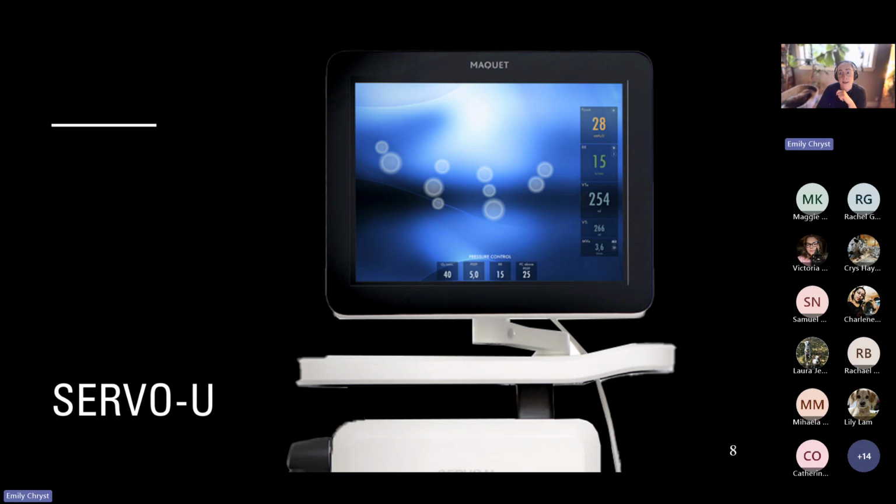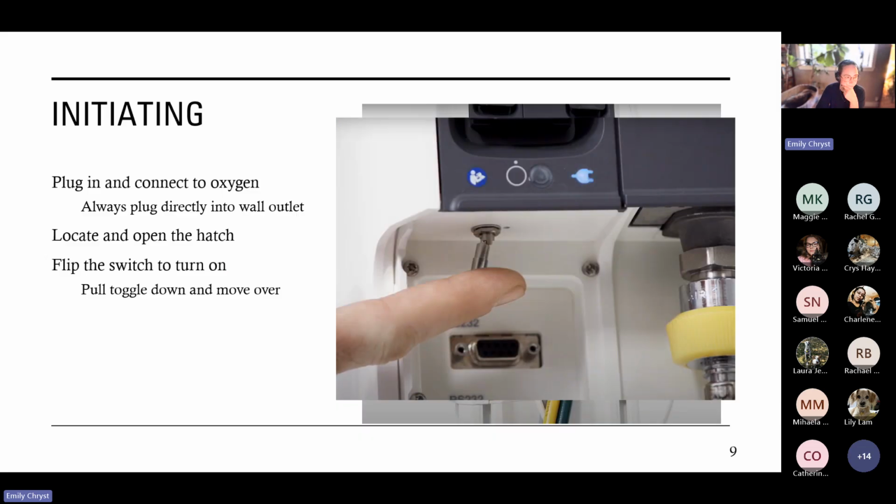So we're not going to talk about all the functionality, but we are going to talk about some of the key steps in getting a patient set up on a ventilator and some of the key functionalities that you should be aware of as a technician.